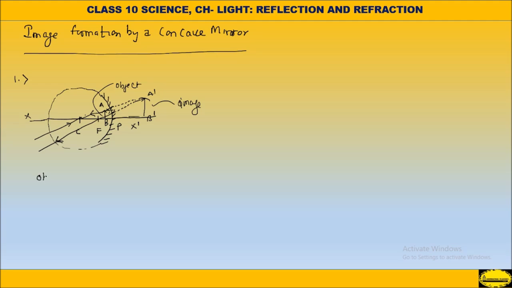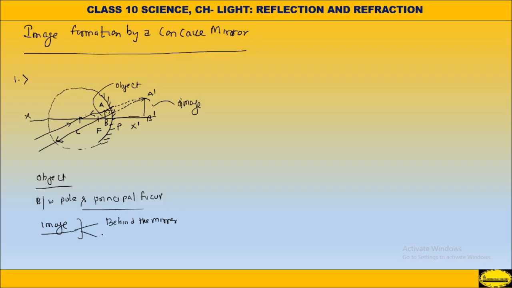So I will consider that this will be image and this will be your object. So we can see that we have placed the object between pole and principal focus. And what about image? We can see that image is formed behind the mirror. And what about the size of image? We can see the image size is enlarged when I compare with the object, and the nature is virtual and erect.